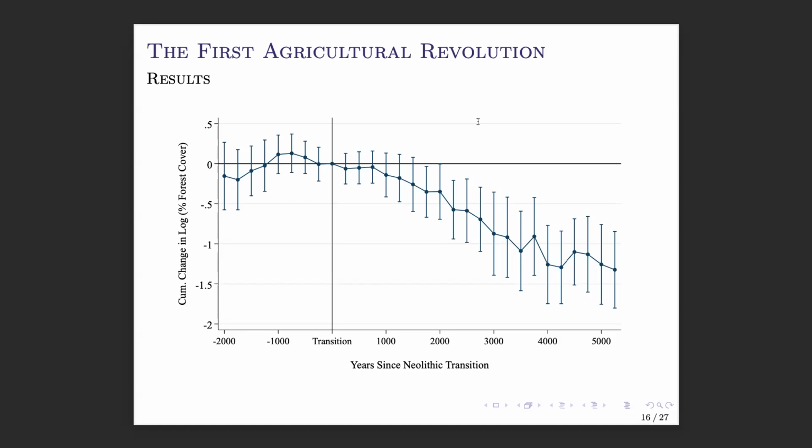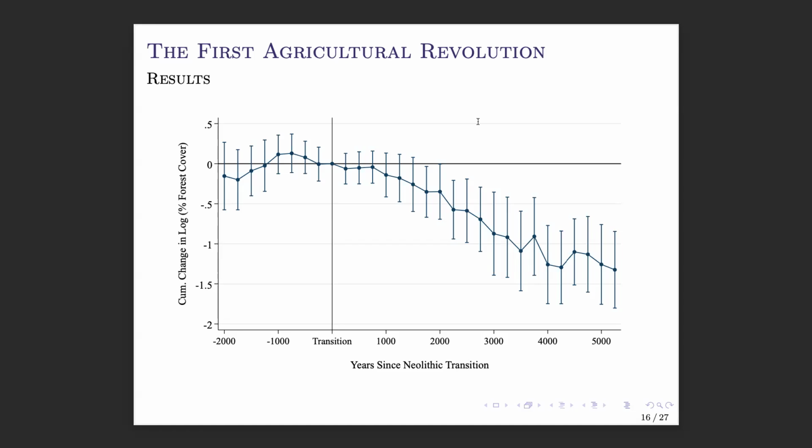This is plotting years since the Neolithic transition on the horizontal axis. We know this is staggered, so I'm lining up the transition in all these different regions. You can think of it as not calendar time on the horizontal axis; in other words, it's years since the transition. And on the vertical axis, cumulative change in log percent forest cover. The measure in the data is the share of a region that is covered by forest, and I'm plotting the cumulative change, or percent change, in that object. I also plot years before the transition.